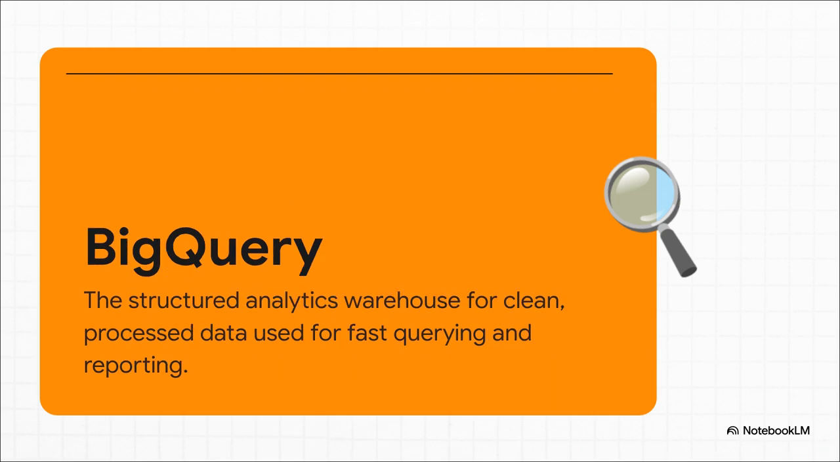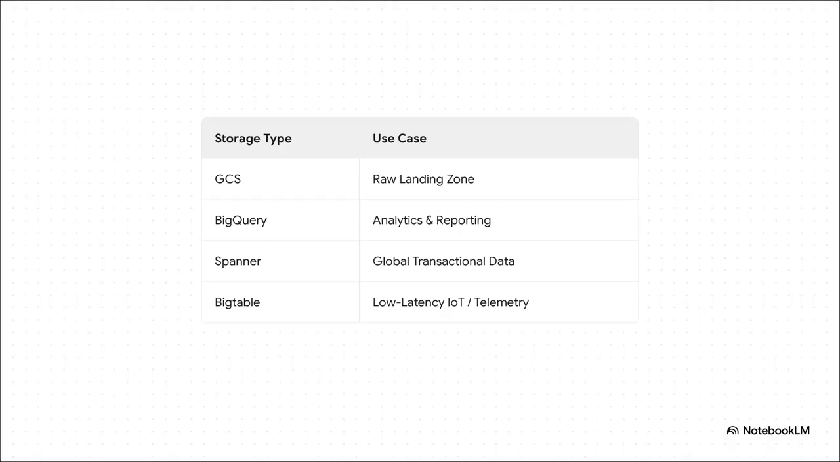But let's be real. You don't do your analysis in the messy back room. No way. For that, you need the clean, organized, perfectly labeled shelves of BigQuery. Once the data has been cleaned up and transformed, it lands here. BigQuery is this incredible serverless data warehouse built for ridiculously fast queries. It's the perfect home for all your data that's ready for reporting and analysis. And this just shows how crucial it is to pick the right tool for the job. So yeah, GCS is for your raw data, BigQuery is for your analytics.